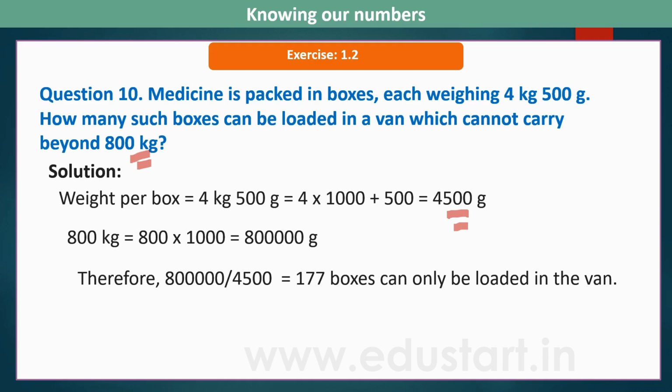Now what is the total capacity? So that is 800 kg. So 800 into 1000, which is 8 lakh grams. Now the total number of boxes that can be loaded: 8 lakh divided by 4500, which is equal to 177 boxes can only be loaded in the van. So let's understand. First we have to find out the weight of each box. Next we have to find out the total capacity of the van and we have to divide that. Then we can find out the total number of boxes that can be loaded in the van. This point is clear?